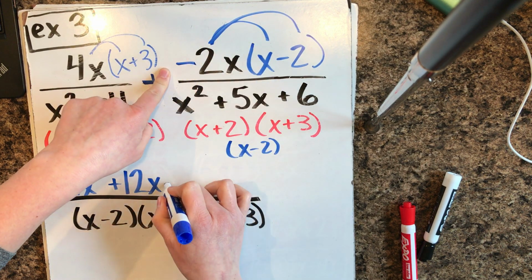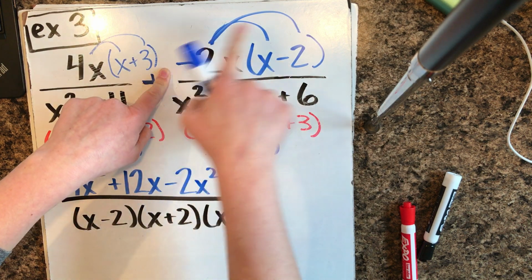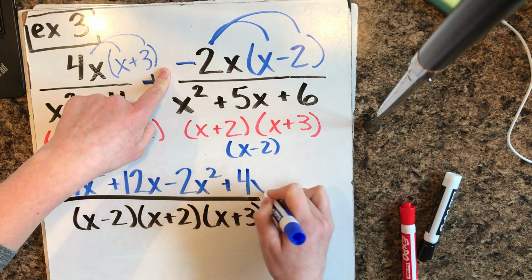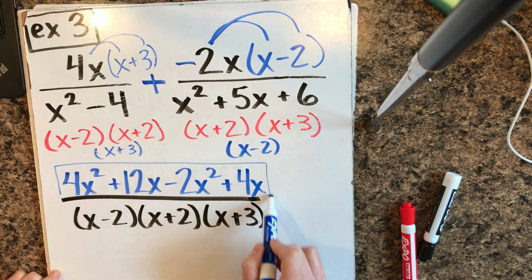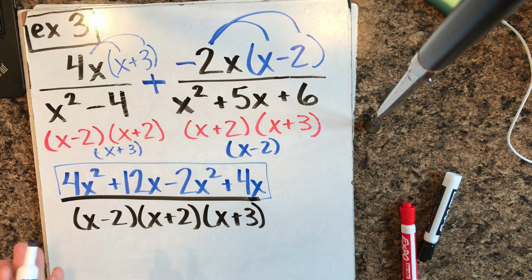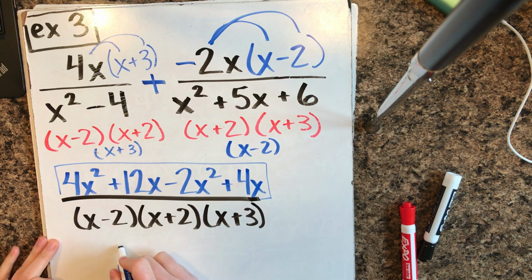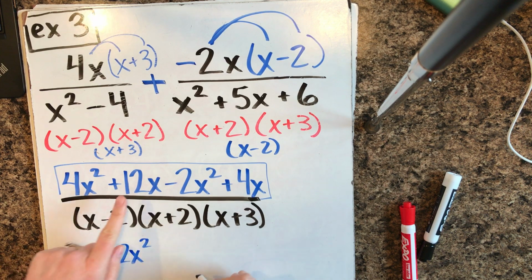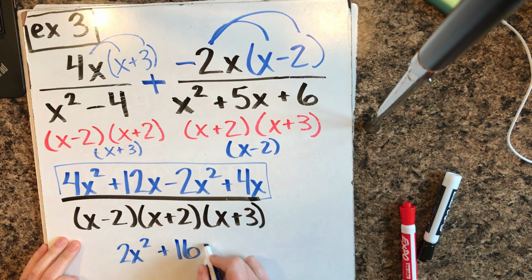Subtract 2x squared. And negative times a negative is going to be a positive 4x. Okay, so when I look at the top of this, let me separate it a little bit. Again, I'm just trying to combine like terms here. I have a 4x squared and a negative 2x squared. That's going to be 2x squared. I have a 12x and a positive 4x. That's going to be 16x.